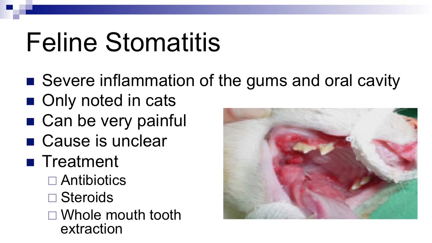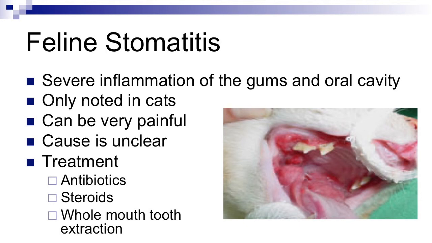The final disease that we're going to talk about is feline stomatitis. Feline stomatitis is a condition only seen in cats. It is a severe inflammation of the gums in the oral cavity. This disease is extremely painful, extremely painful. These cats come in, they can hardly close their mouth, they're drooling, sometimes they've stopped eating, their mouths have a really bad smell. The frustrating thing about this is the cause is very unclear, so we don't really know exactly what we're treating or what's causing it in all cases.